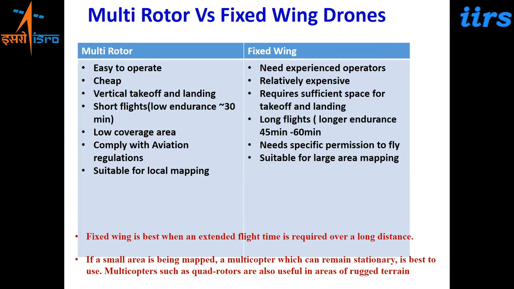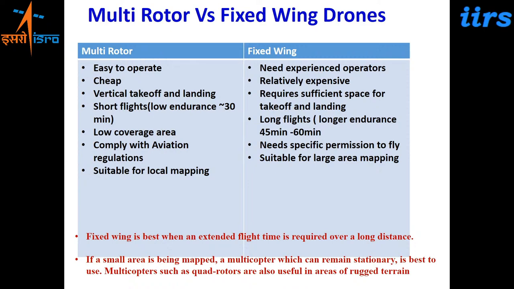That is short flights, 30 minutes max to 40 minutes. They have low coverage areas, and they are suitable for mapping a smaller area. Because of the lower endurance and short flight time, they can cover smaller areas. Whereas fixed wings need specialized operators. But nowadays with even fixed wings, you don't need much. You can operate, but they are relatively expensive compared to the multi-rotor, and they require sufficient space for takeoff and landing.